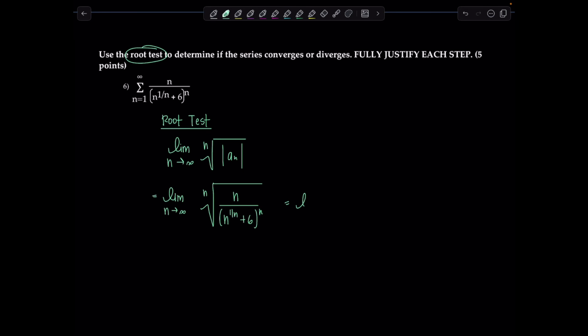Okay, now I can rewrite this. When I take the nth root of something, that's the same as raising it to the 1 over n. So the numerator is n to the 1 over n. And then the denominator, this n cancels with the n that's the exponent on this entire quantity. So then I just have n to the 1 over n plus 6. Good?